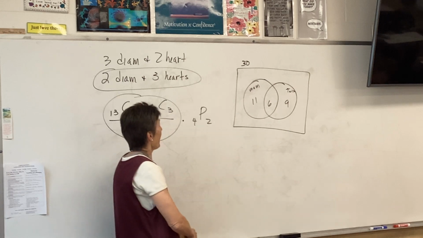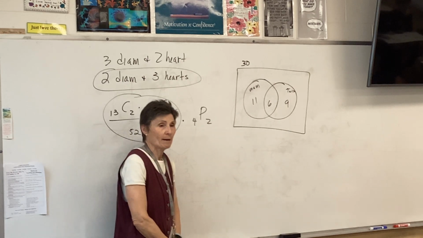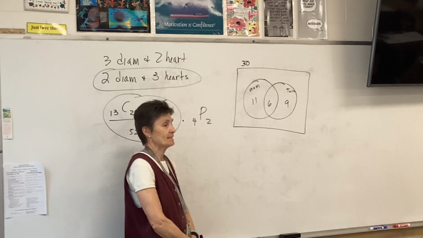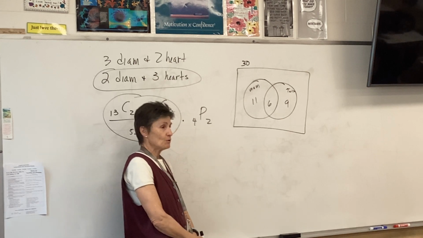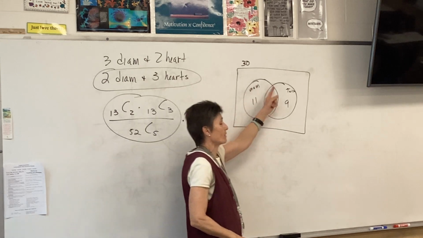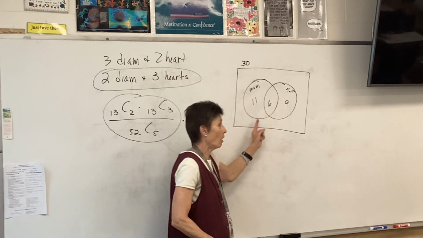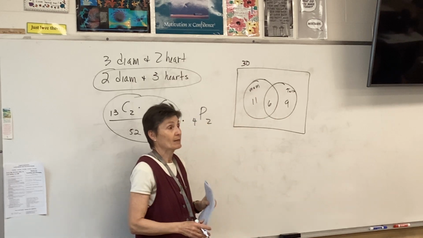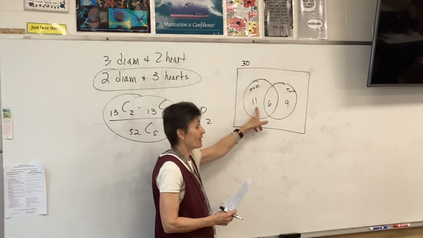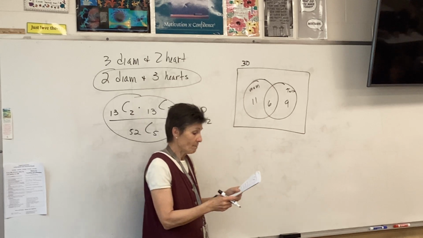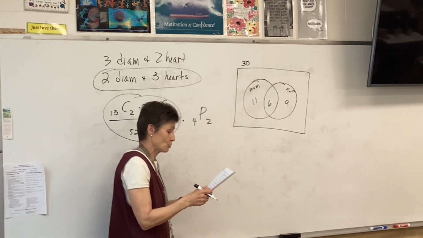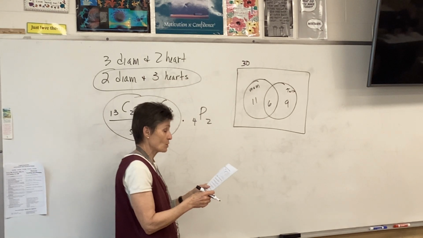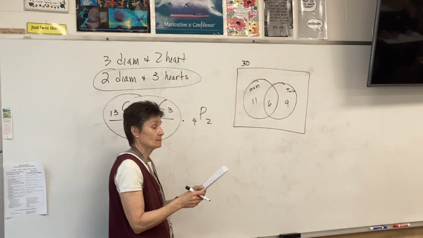All right. How many kids like M&Ms? 17 kids like M&Ms. If you like M&Ms, you are in the M&M ball. All these people like M&Ms. 17. How many like only M&Ms? 11. That's the 11. How many like M&Ms and Twix? 6. How many like M&Ms or Twix?